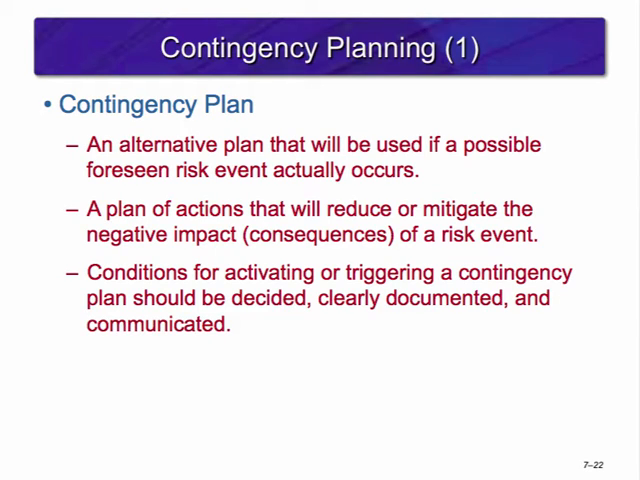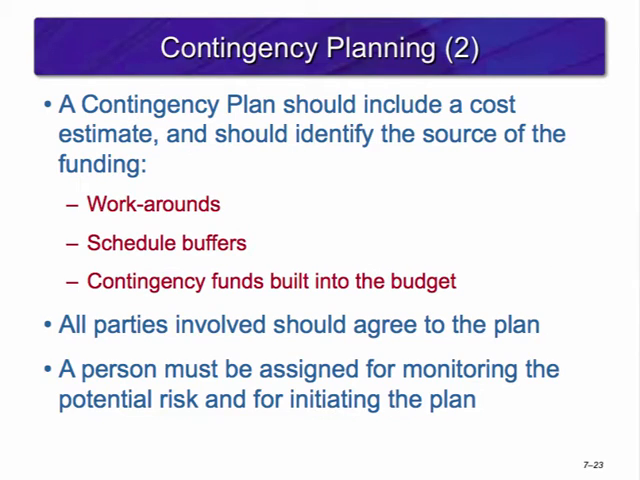We mentioned the need for a contingency plan should an organization decide transferring the risk is not feasible. A contingency plan is an alternative plan that will be used if a possible foreseen risk event does occur. It represents actions that will reduce or mitigate the negative impact of the risk. While the risk response is part of the actual implementation plan and action is taken before the risk can materialize, a contingency plan only goes into effect after the risk is recognized. Conditions for triggering a contingency plan should be decided before the project begins, should be clearly documented, and widely communicated.